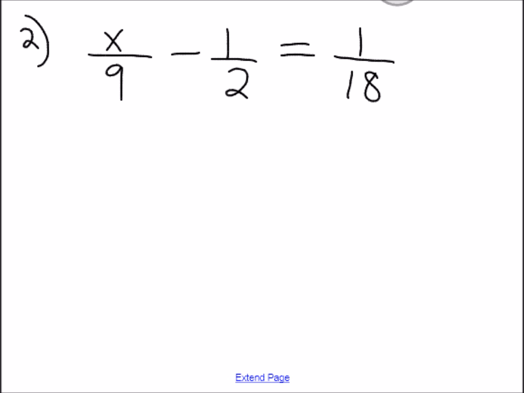Okay, so hopefully you paused the video. Remember, you're in charge of your own learning here. So my least common denominator, if I look at my denominators, is 18. A lot of times the largest number will be your least common denominator, but not always.